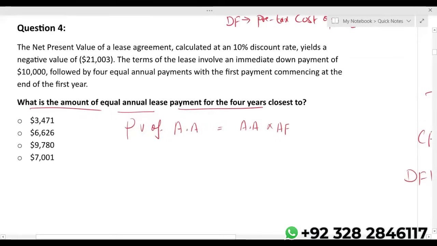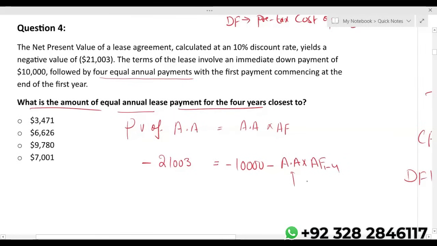NPV of the lease agreement calculated at 10% discount yields a negative NPV. We are having a negative NPV. Negative NPV is 21,003. The terms of the lease involve an immediate down payment 10,000. Immediate means time 0, 10,000, followed by 4 equal annual payments with the first payment commencing at the end of first year. Now listen. Minus annual payment for how many years? 4 years. So basically, we need this annuity amount.